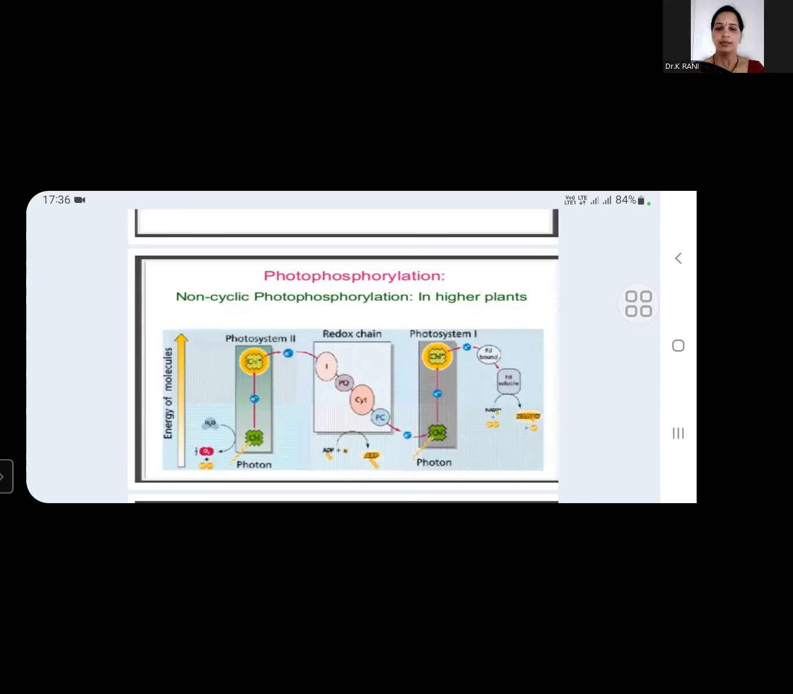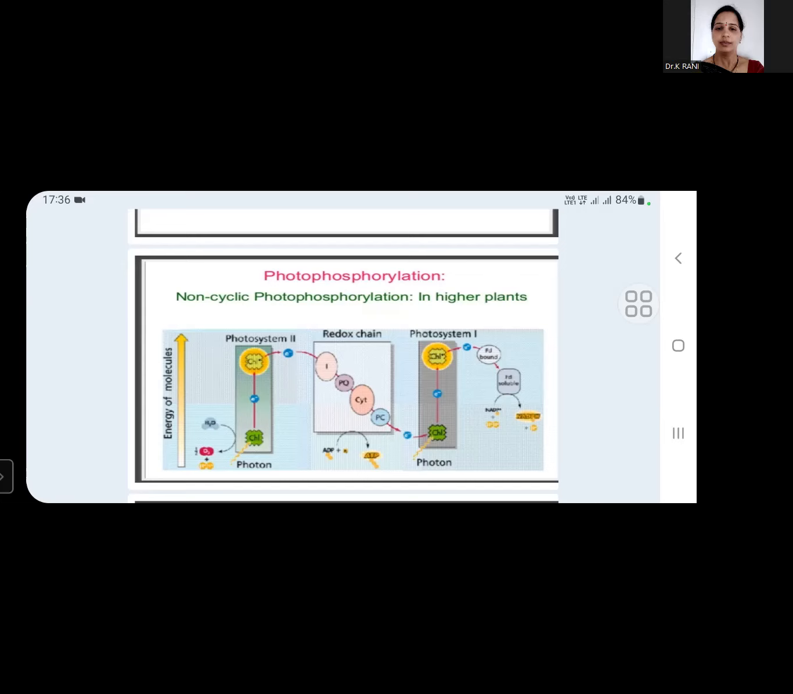In this system, the first one is PS1. The energy is transferred to P700 by resonance transfer, so the light excited P700 expels the electrons. This is the PS1 P700 reaction center. From the right side, PS1 participates first.